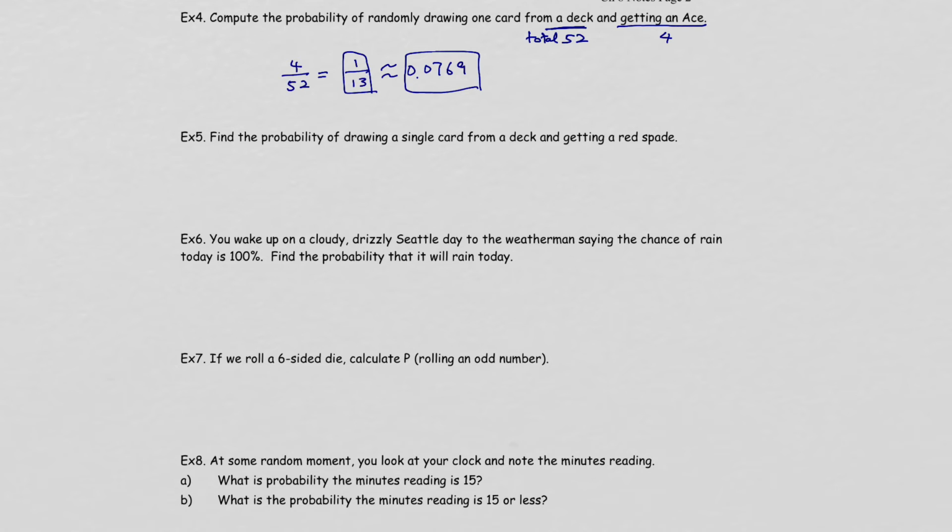The next one is drawing a single card, getting a red spade. So that will be another 52 out of how many? Well, one thing that you need to remember is spade is always black. In order to get red, it will be 0 chance. So your probability will be 0, which means it's an impossible event.